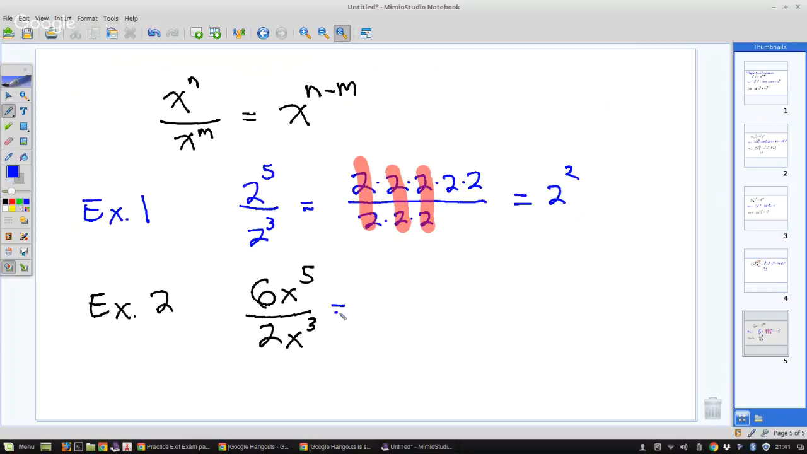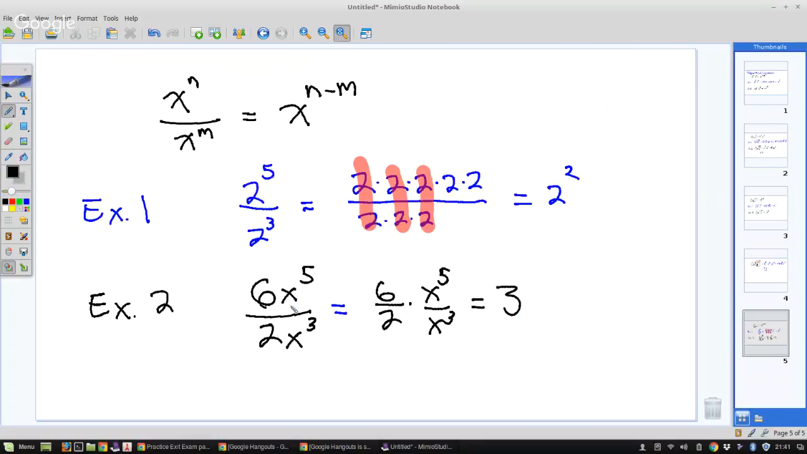Now, let's apply that to a slightly more complicated situation down here. This is really 6 times x to the fifth over 2 times x to the third. So I'm going to view that as 6 over 2 times x to the fifth over x to the third. Right? Because when you multiply fractions, you just multiply the numerators and multiply the denominators. So I just kind of unmultiplied these guys. Now that's going to let me simplify 6 over 2 to 3.